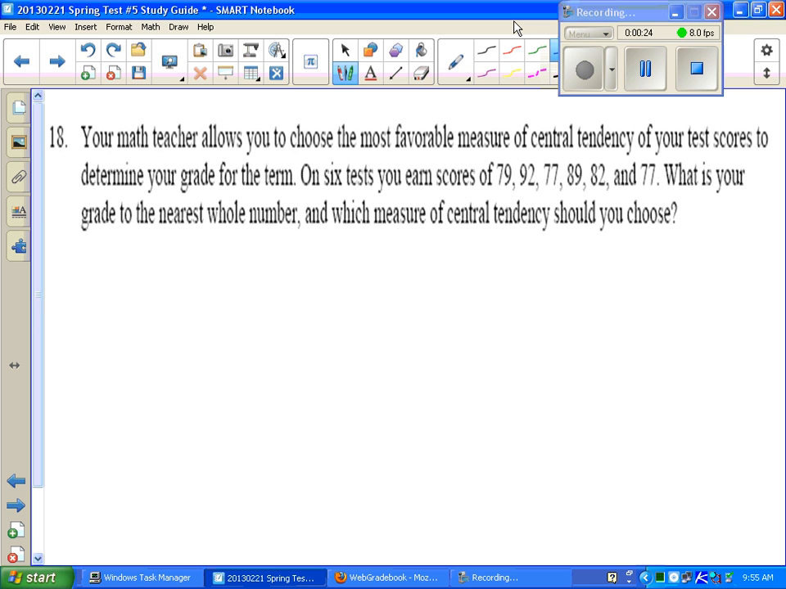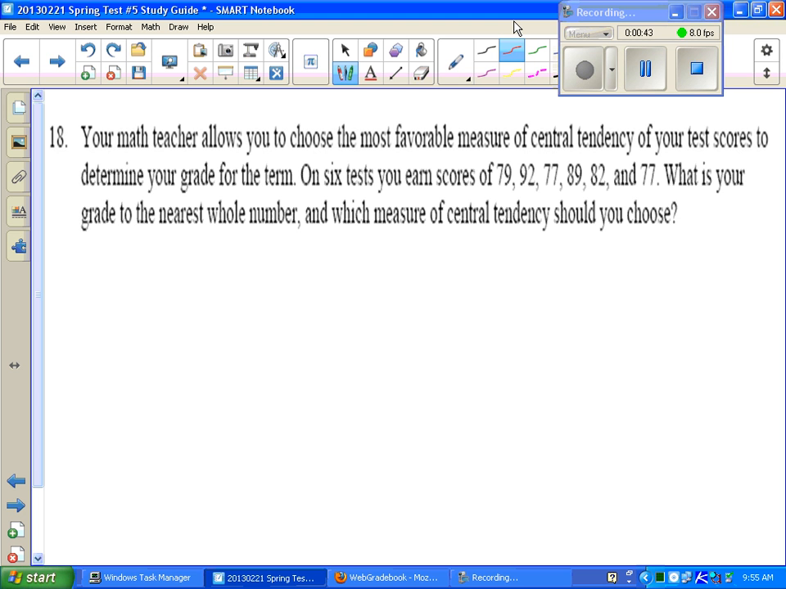It says your math teacher allows you to choose the most favorable measure of central tendency. Remember what central tendency means. It means what is the typical number. That's all it really means for you: what's typical of what you score. But this teacher is allowing you to pick the best one. I'll never let you do this because some of y'all still pick the wrong one.